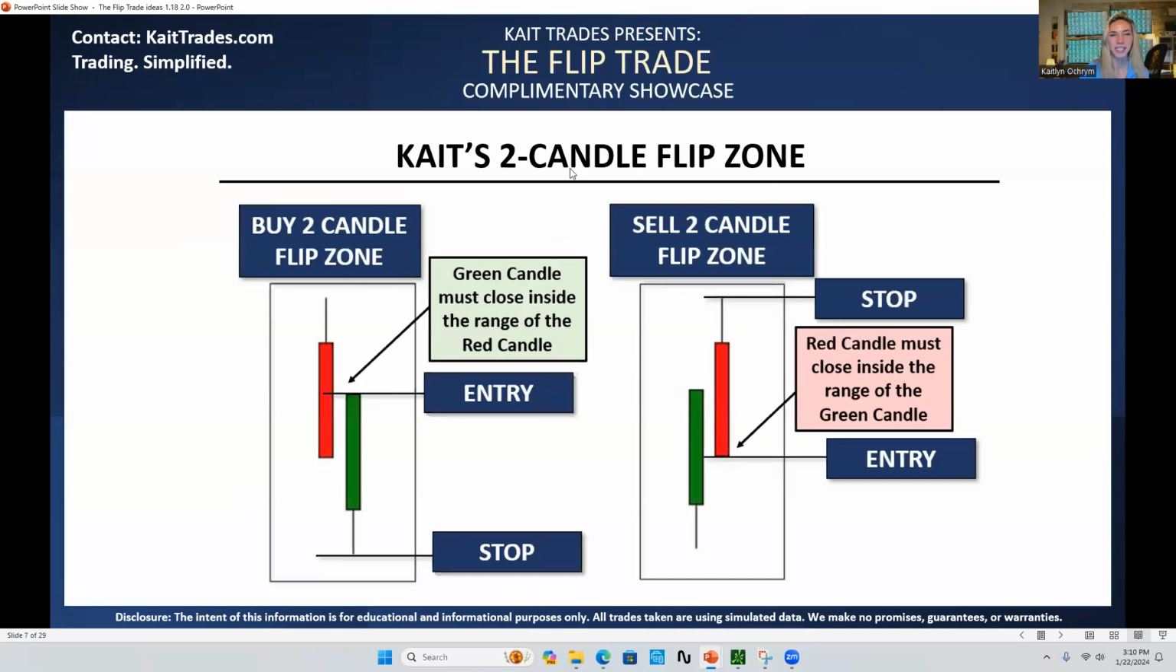All right, so what's the two candle flip zone? Again, a very specific group of candles. When we're looking for long trades, we need a red candle coming down, followed by a green candle closing within the range of the red candle. So again, we're simplifying things. We're not making it too complex. Just look for red and green, and the green candle needs to close inside the range of the red candle. That group of candles is often where we look for our long trade opportunities.